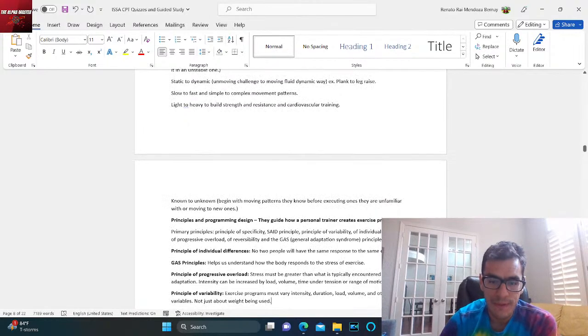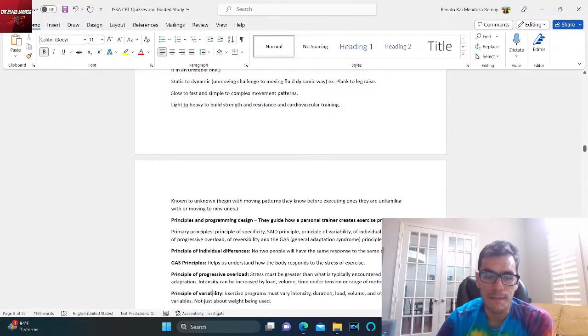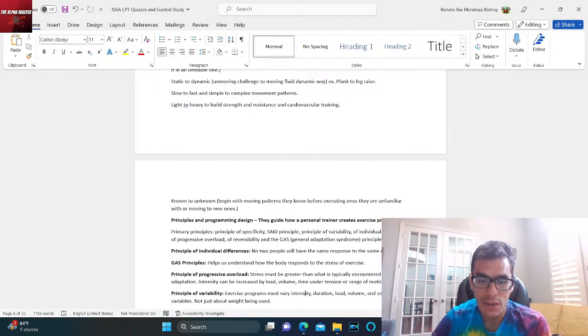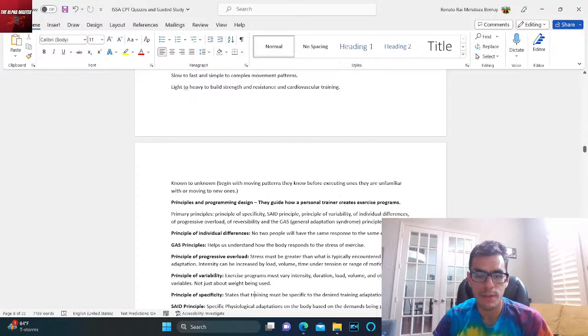Principle of variability. Exercise programs must vary intensity, duration, load, volume, and other variables, not just the weight being used.